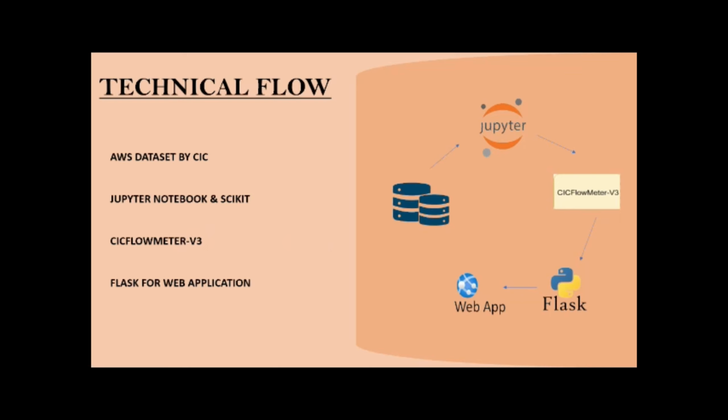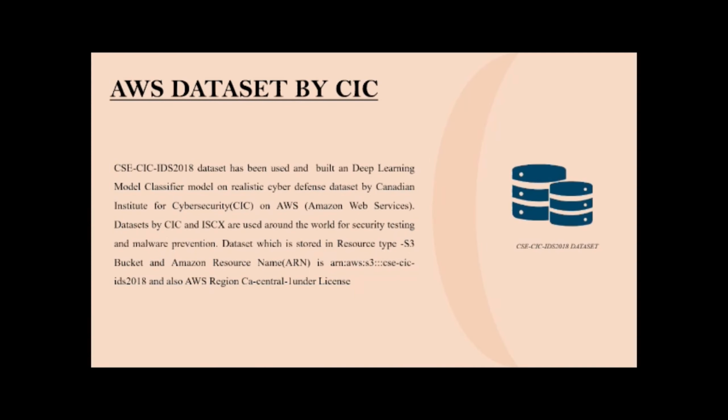Technical flow. The technical tools used for our project are AWS Dataset by CIC, Jupyter Notebook and Scikit-learn, CIC Flowmeter version 3, Flask for web application. Now I'm going to explain each technical flow. First one, AWS Dataset by CIC.